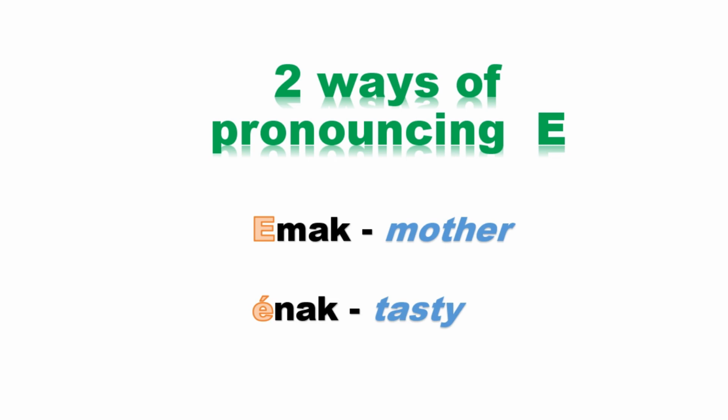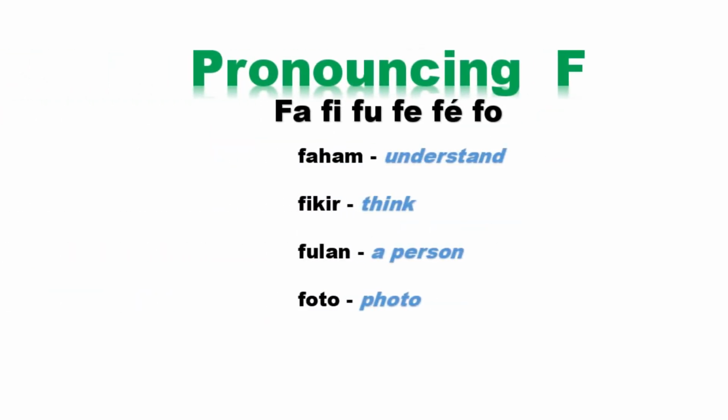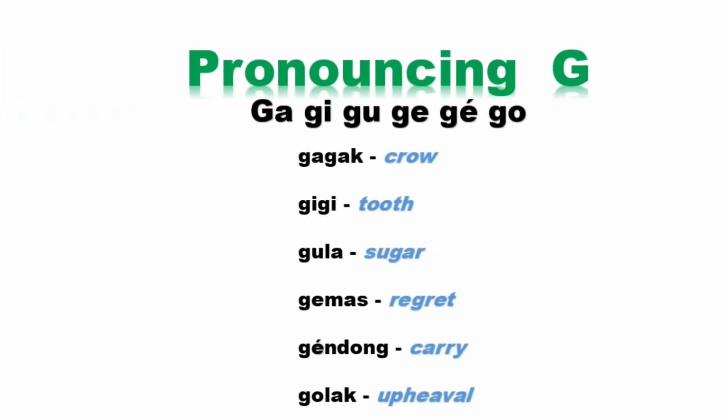Remember, to err is human. Learn from your mistakes. Pronouncing F. For F, fa, fi, fu, fe, fe, fo. Faham, fikir, fulan, photo. Pronouncing G.